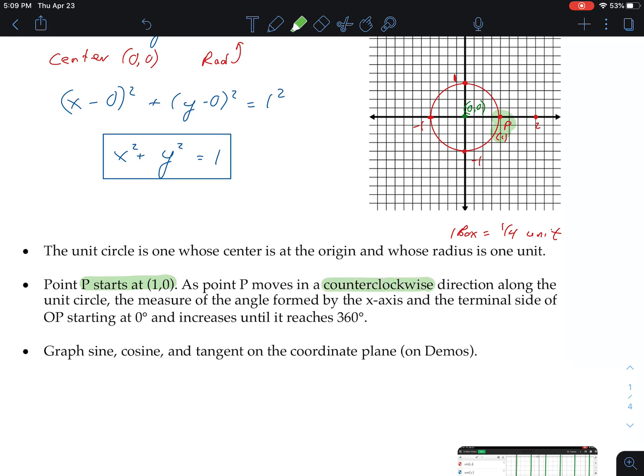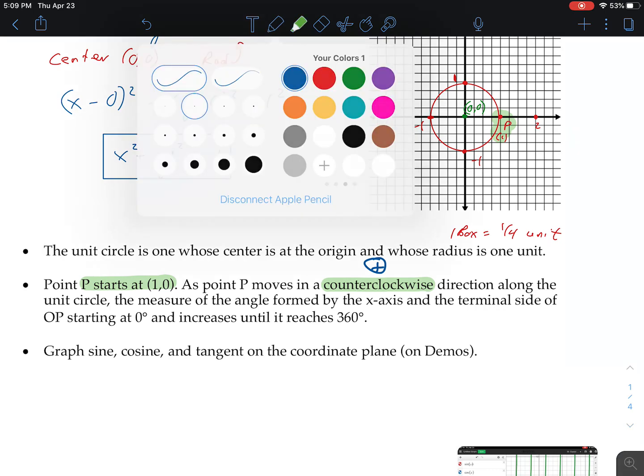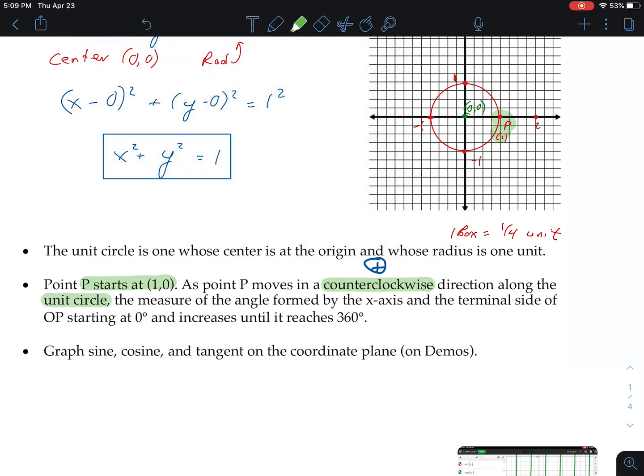As it moves counterclockwise, which is the positive direction along the unit circle, the measure of the angle formed by the x-axis and the terminal side, that was the blue line I was dragging around, starts at 0 and increases until it reaches 360. Essentially, a full circle adds up to 360 degrees, and you pick a spot to start and you end at that same spot. That's a full 360. A unit circle is just a center at the origin, and the radius is 1.